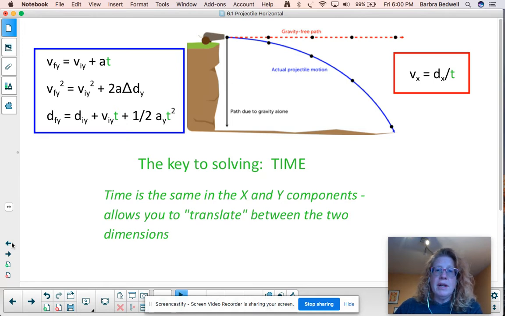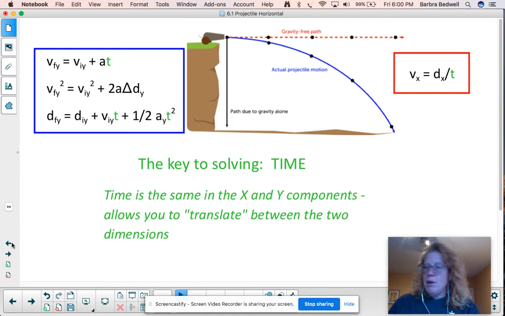Again, the key here is time, that the object is going to hit the ground at the same time vertically as it does horizontally. I mean, it even sounds funny to say it that way. So if you solve for time, either horizontally or vertically, then you solve for time the other side of it. And they translate, I guess, between the two sides of it. So if you know t vertically, then you know t horizontally, or vice versa.